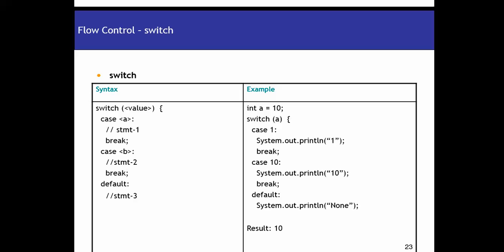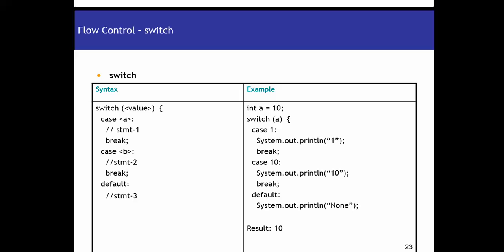So in first case, case 1, statement 1, we will be using the break. I will tell you about that. And case 2, case B, case C, like that. Finally you will be writing the default statement. Suppose it doesn't match any value which we will give in switch, default will be executed. Default switch statement will be executed.